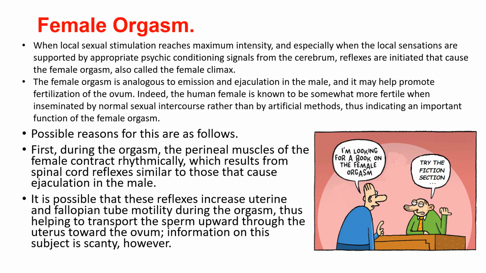Female orgasm. When local sexual stimulation reaches maximum intensity, and especially when the local sensations are supported by appropriate psychic conditioning signals from the cerebrum, reflexes are initiated that cause the female orgasm, also called the female climax. The female orgasm is analogous to emission and ejaculation in the male, and it may help promote fertilization of the ovum. Indeed, the human female is known to be somewhat more fertile when inseminated by normal sexual intercourse rather than by artificial methods, thus indicating an important function of the female orgasm. Possible reasons for this are as follows.